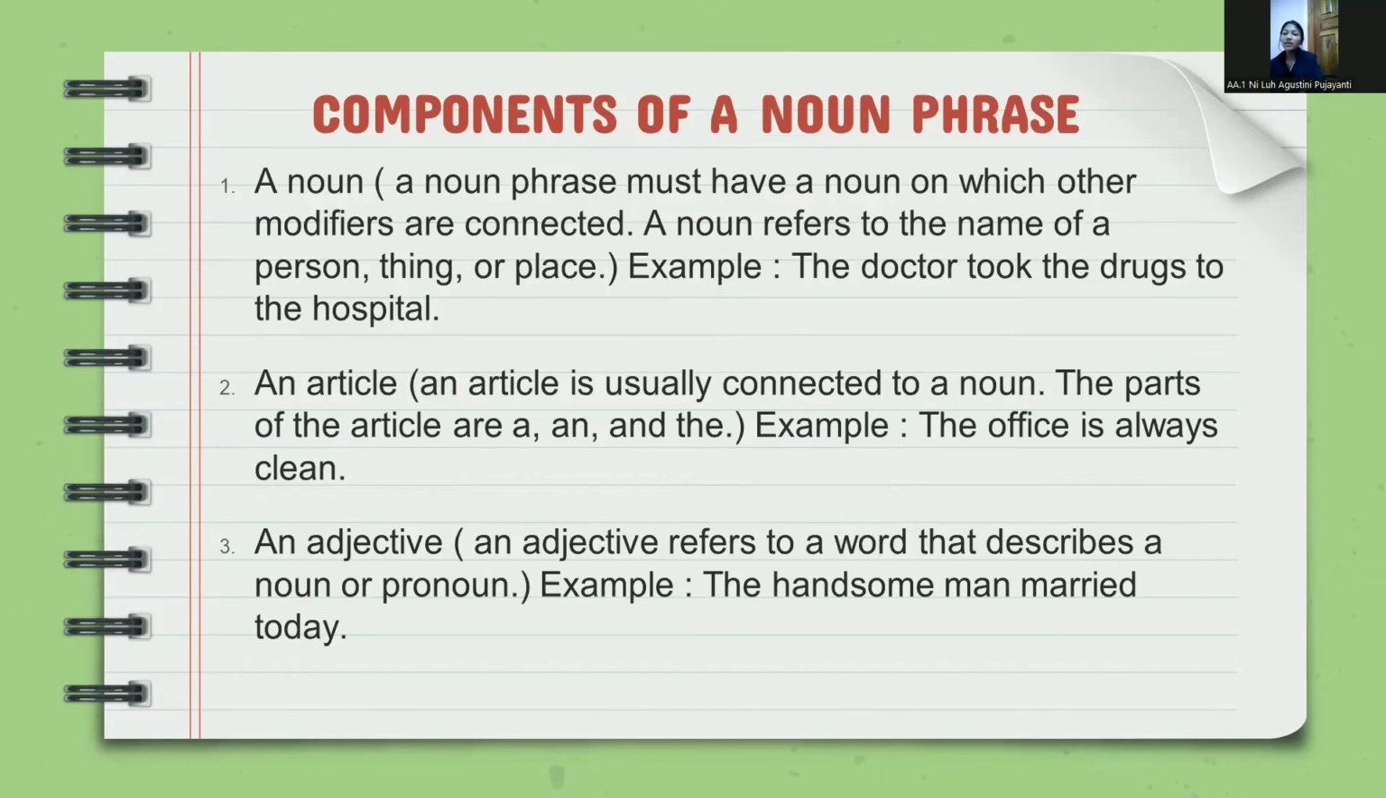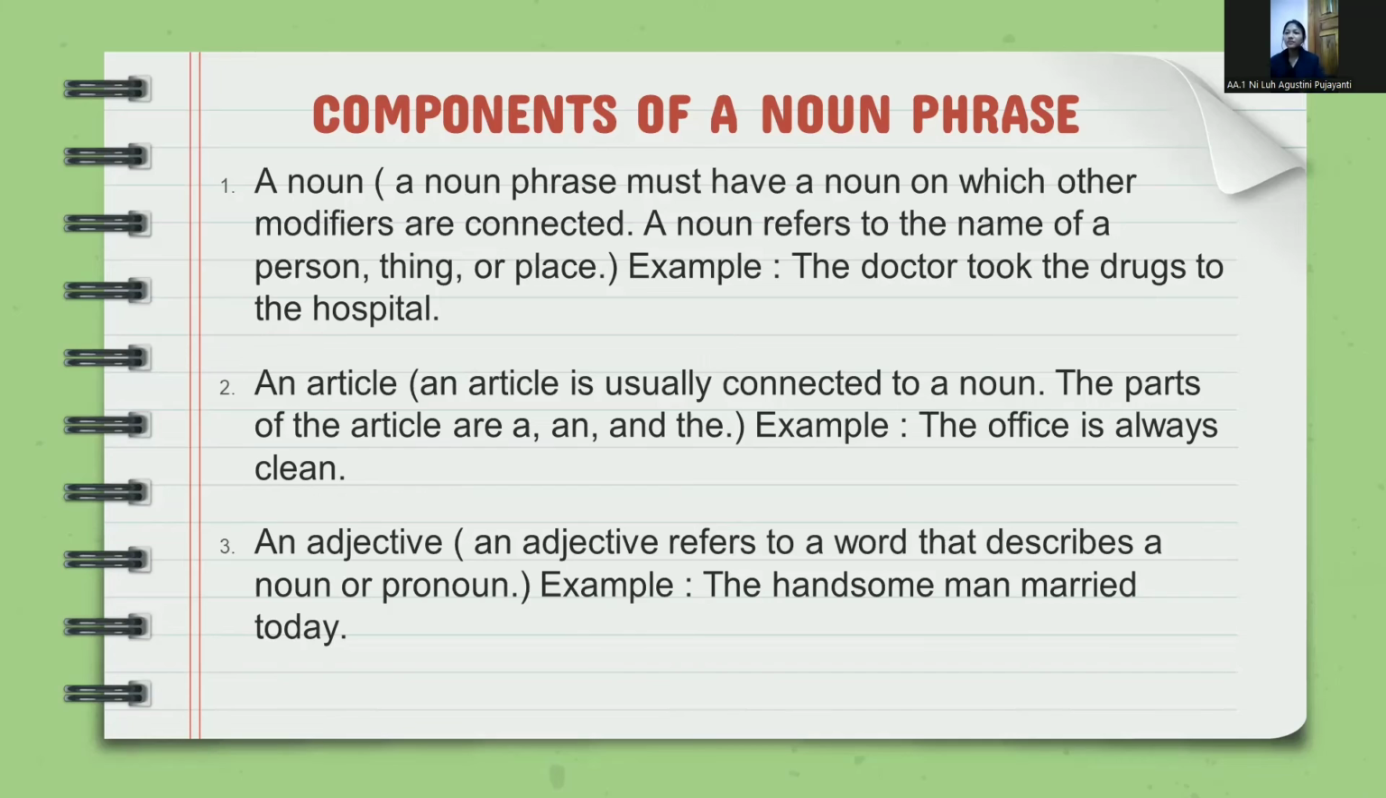And then components of a noun phrase. The first, a noun. A noun phrase must have a noun to which other modifiers are connected. A noun refers to the name of a person, thing, or place. For example, the doctor took the drugs to the hospital. In this case, the nouns doctor, drugs, and hospital represent the names of a person, thing, and place respectively.